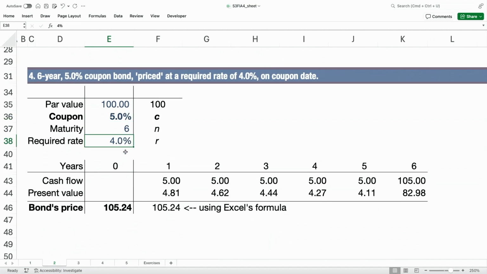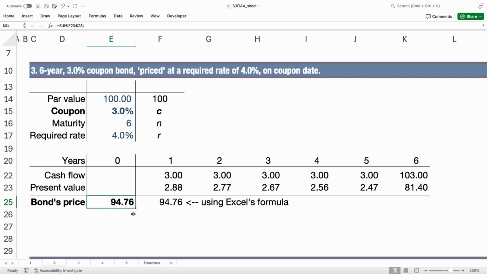105.24. The reason for this difference is the fact that the first bond is deficient in terms of coupon. To yield the same 4%, the bond has to trade at a lower price. Investors, by paying a lower price for a lower coupon bond, in this case 94.76 for this 3% coupon bond, will have the same return, that is 4%.